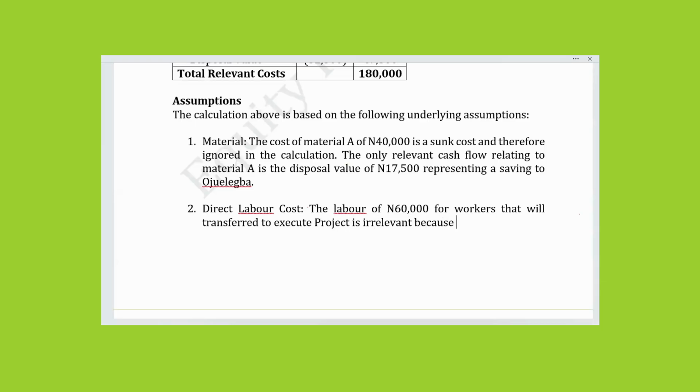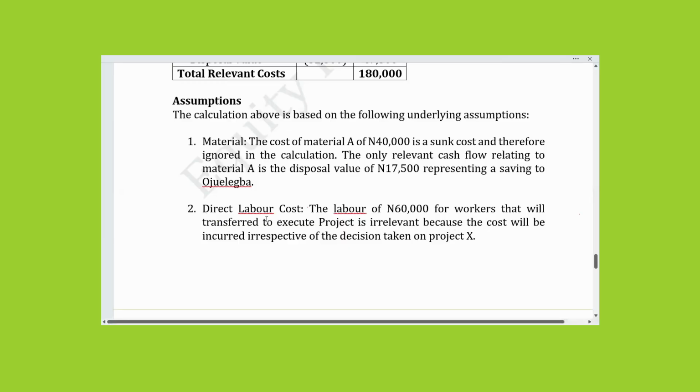Because the cost will be incurred irrespective of the decision taken on project X. So whether the company executes project X or not, that 60,000 naira must be paid to the workers, because that's what the company currently pays to those workers.